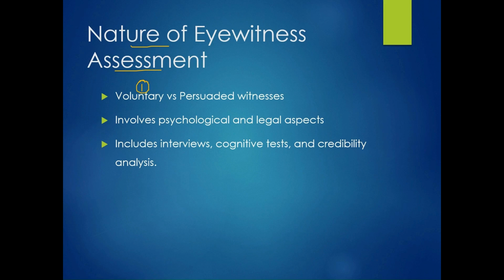So as the term suggests, these are eyewitnesses who come forward on their own without any external persuasion or anybody's pressure. They do it on their own. Second is persuaded witnesses, which is exactly opposite of the voluntary witness. These are people who agree to testify when asked by investigators or when they are pressured by someone to do so. Right?